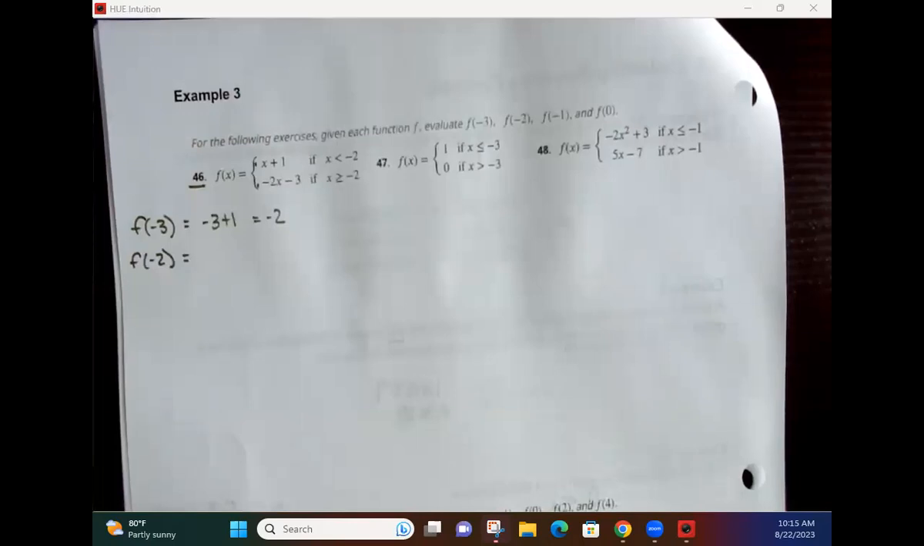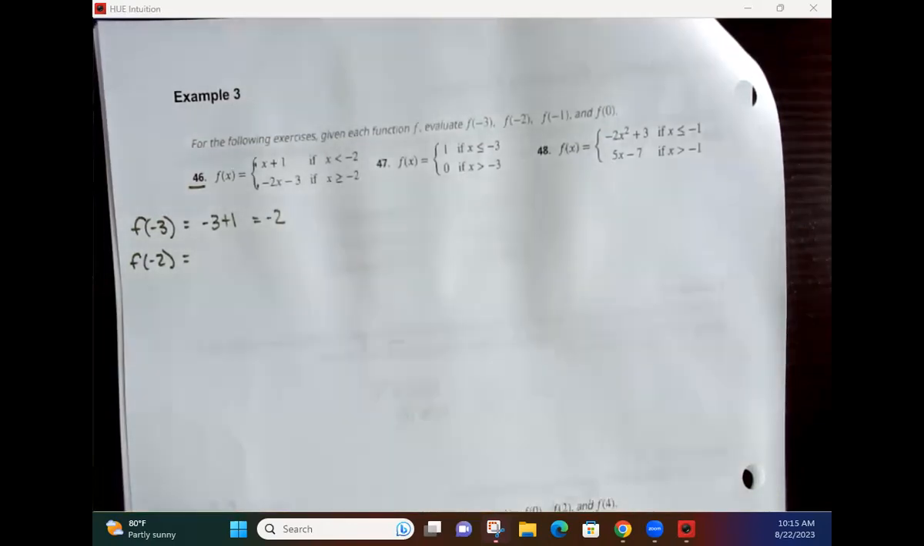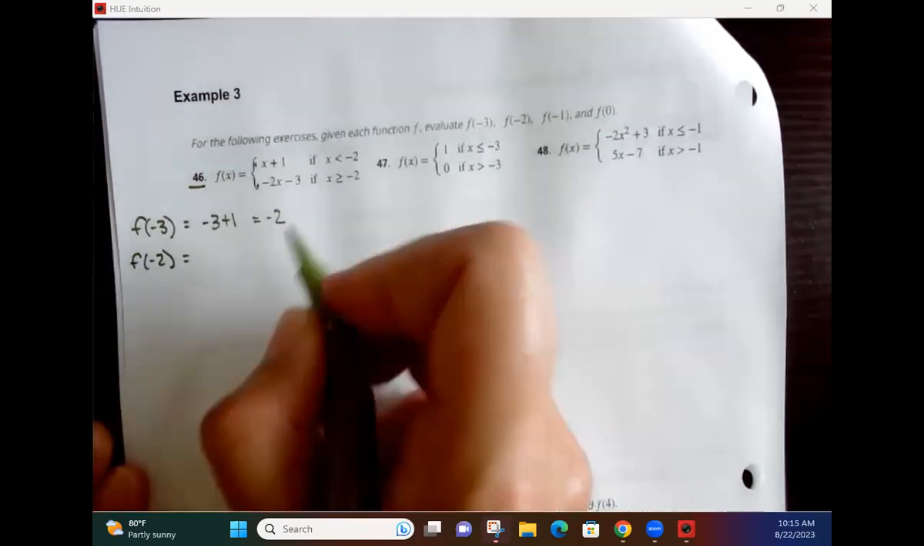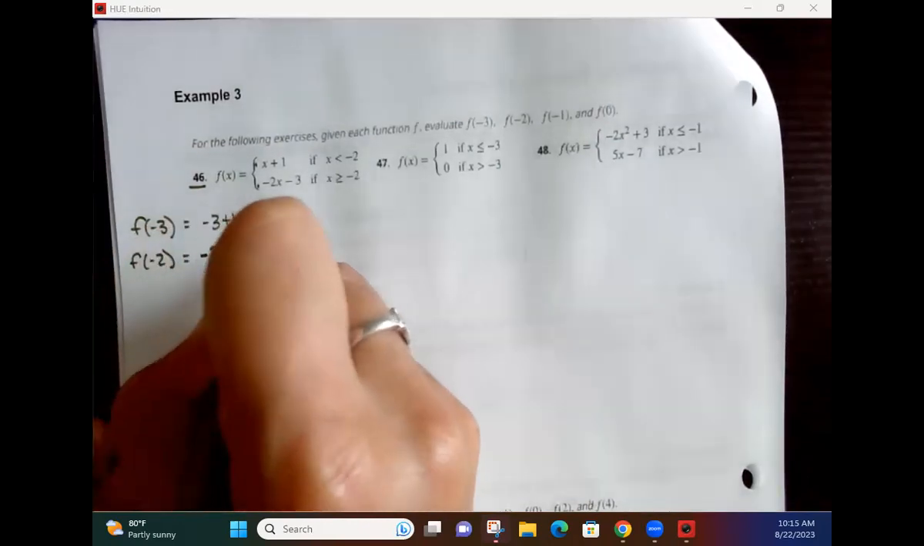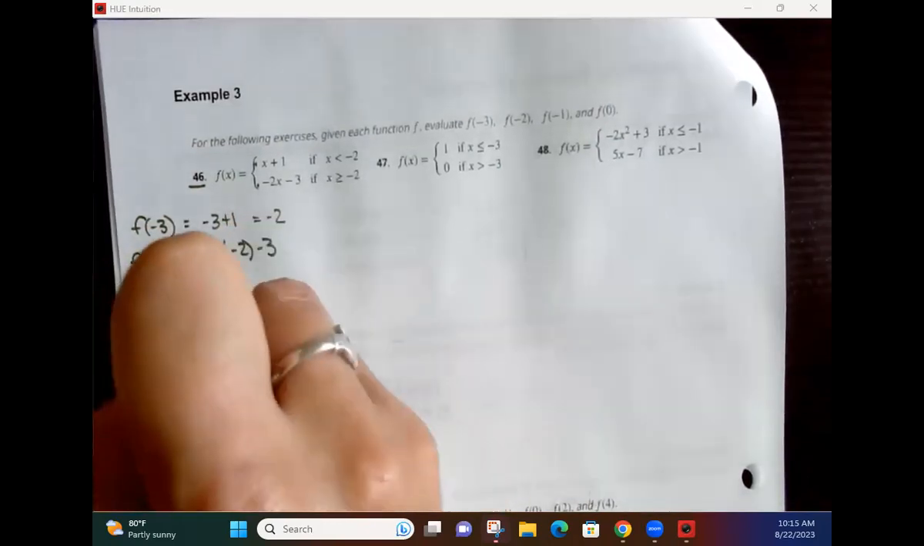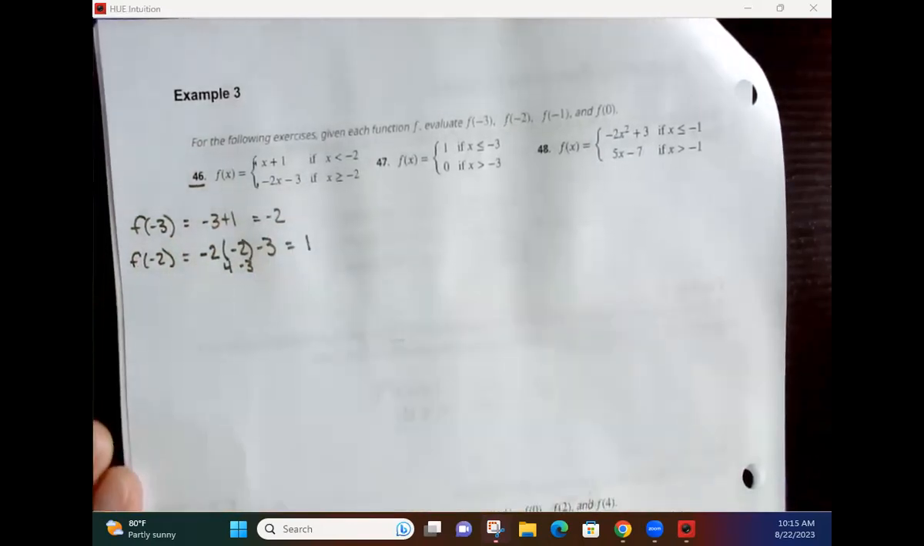Yes. Pay attention to the domains that are described here. With the "or equal to," I'm going to plug into the part that is equal to -2. So -2 times -2 minus 3. That would be 4 minus 3, which is 1.